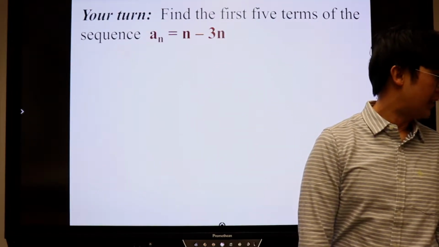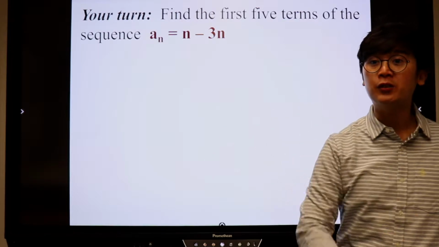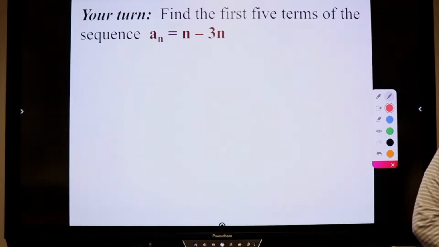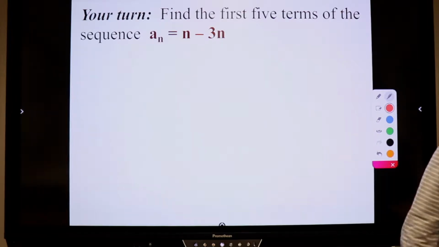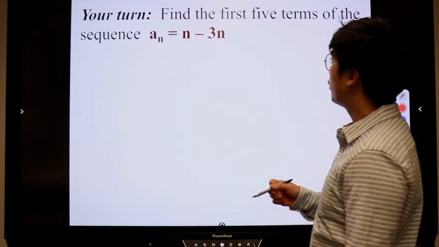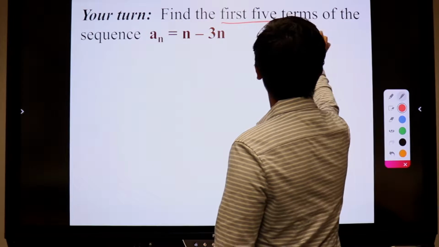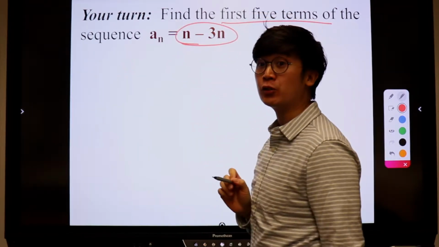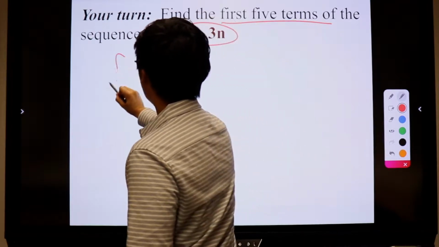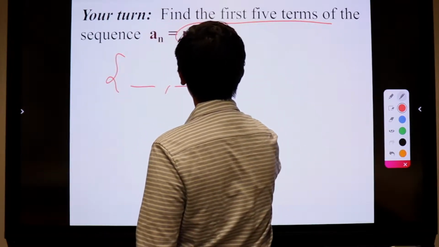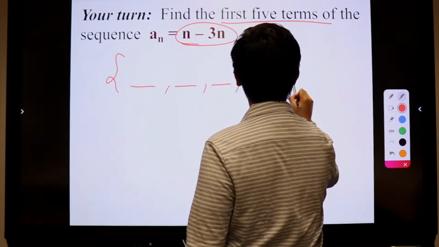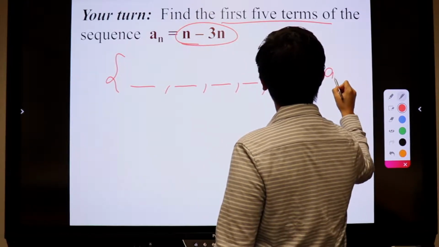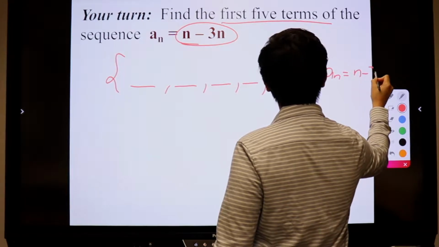Now, what about this one? Can you please do this on your own? Answer the problem now, but this time you have to do it from start to finish. Alright, so we're looking for the first 5 terms of the sequence, and the sequence is letting us use this formula. So we need to produce 1, 2, 3, 4, 5 of the sequence using the formula n minus 3n.